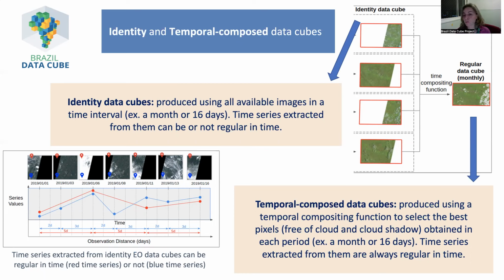The temporal composite data cubes are produced using a temporal compositing function to select the best pixels, free of cloud and cloud shadow, obtained in each period, month or 16 days.